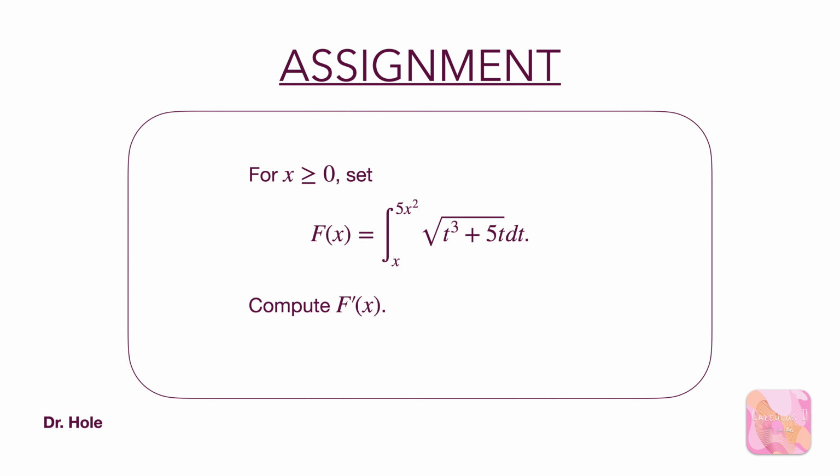Here's an assignment for you. Variation on a theme. X is appearing in the bottom, but 5x squared is appearing in the top. All right, so you're going to need to employ various tricks. Here's a hint. Use properties of integrals. So namely, break these things up. And then in particular on the 5x squared, you're going to want to employ the chain rule. Nice.